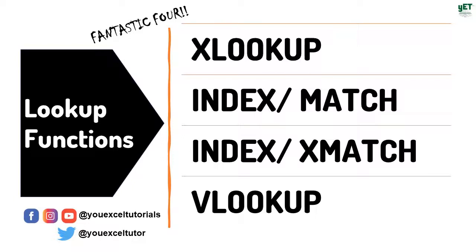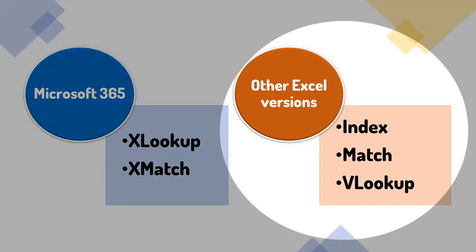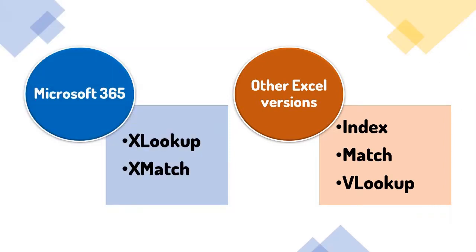Hi everyone, with 4 easy examples we'll compare how XLookup, index match, index XMatch and Vlookup functions lookup values based on single and multiple criteria. XLookup and XMatch are available in Microsoft 365, while the others are available in other versions of Excel. So there's something for everyone today, irrespective of your Excel version.